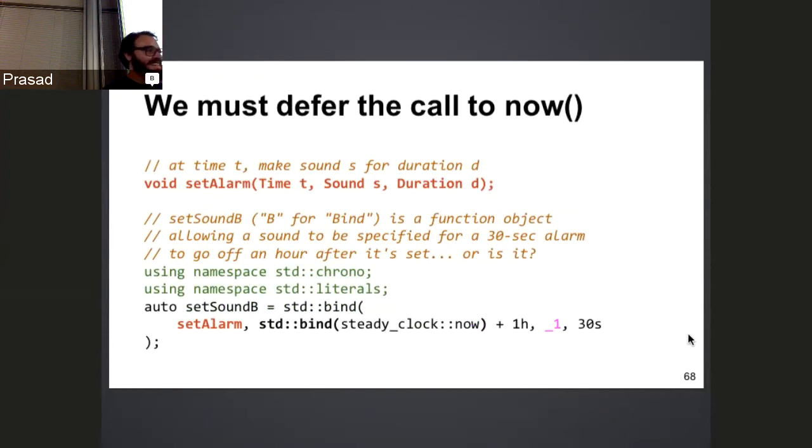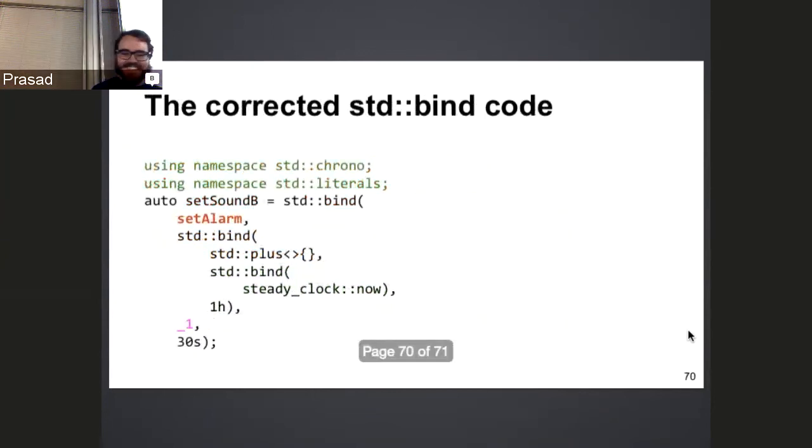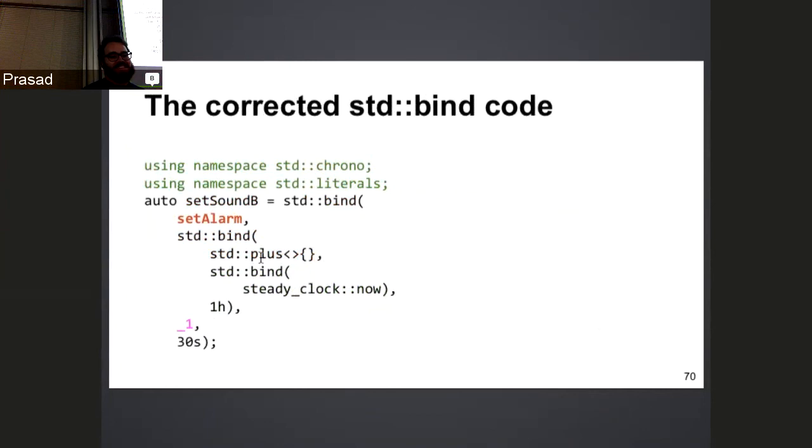All done now, right? No. Now we have an operator plus here that's trying to add the result of bind, which is some random class thing, and an hour. And that doesn't work. Gotta keep going. Defer the call to operator plus. All right, there we go. This is how you actually write this code pre C++11 without using lambdas. It's got 3 nested calls to stdbind, and instead of saying plus, we have to say std plus.